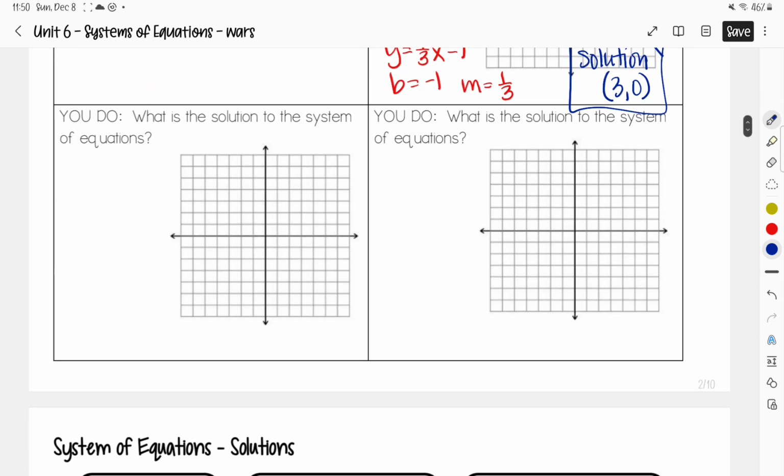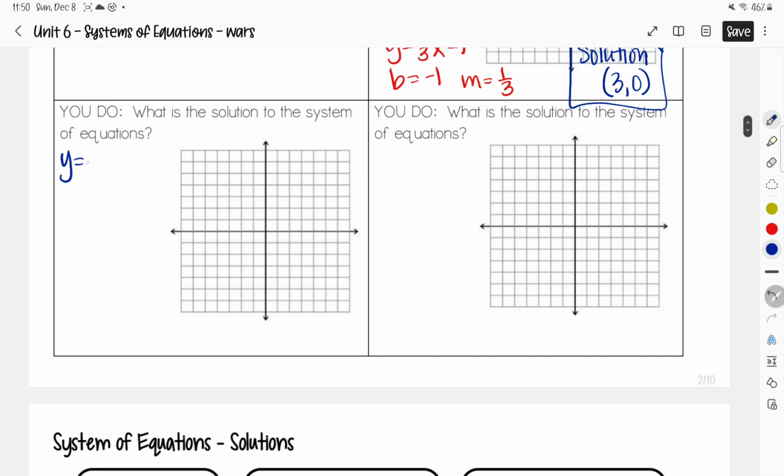We'll do another one, and then I'll have you do one on your own. This one is y equals -x plus 7, and y equals 2x minus 2. Okay, so both of these are already in slope-intercept form, so we don't have to solve either one of these. We can just graph them.